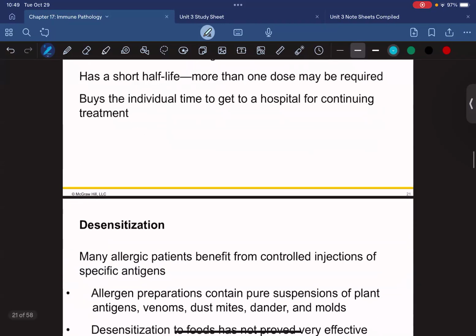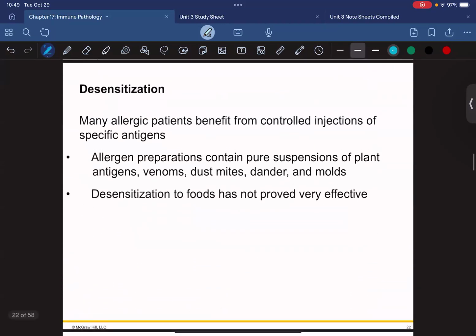If you're ever with somebody that's having a reaction, they use their EpiPen and they're like, oh, okay, now we're in the clear. No, take them to the hospital. Make sure they're getting the treatment that they need so that they don't have another reaction and they don't have another EpiPen on them. You don't want to see that.